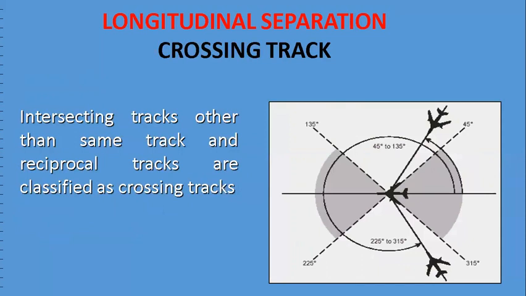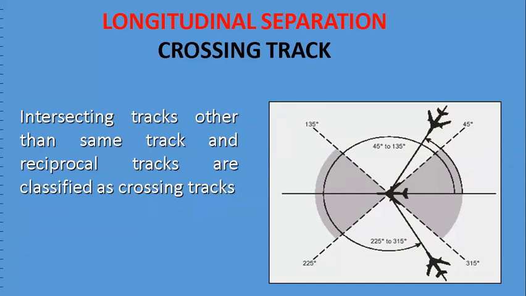Then what is a crossing track? Here you will see two white portions and two shaded portions. The first, right shaded portion is same track. The left shaded portion is reciprocal track. The remaining two white portions are crossing tracks. Tracks which are not same direction tracks or reciprocal tracks are considered crossing tracks.